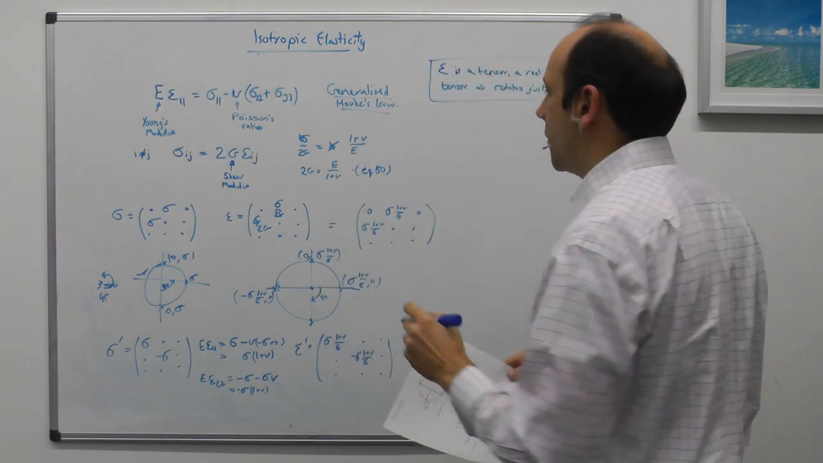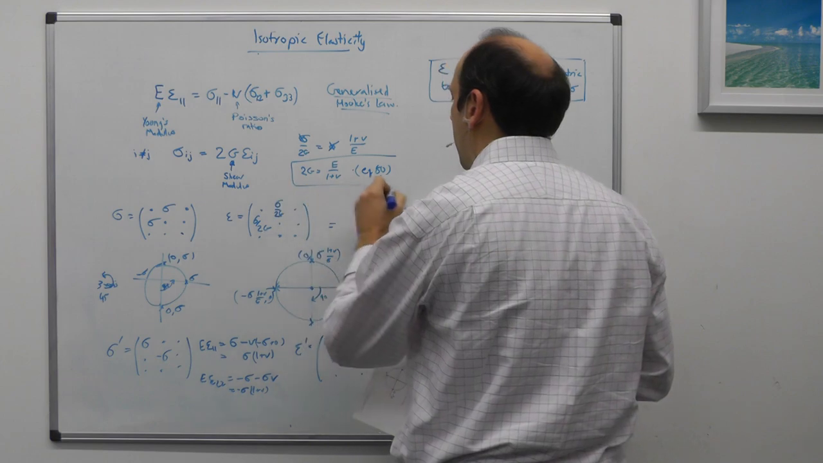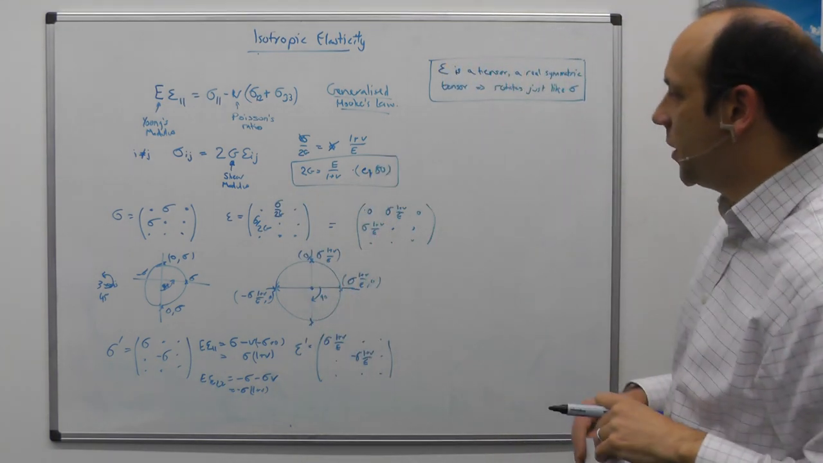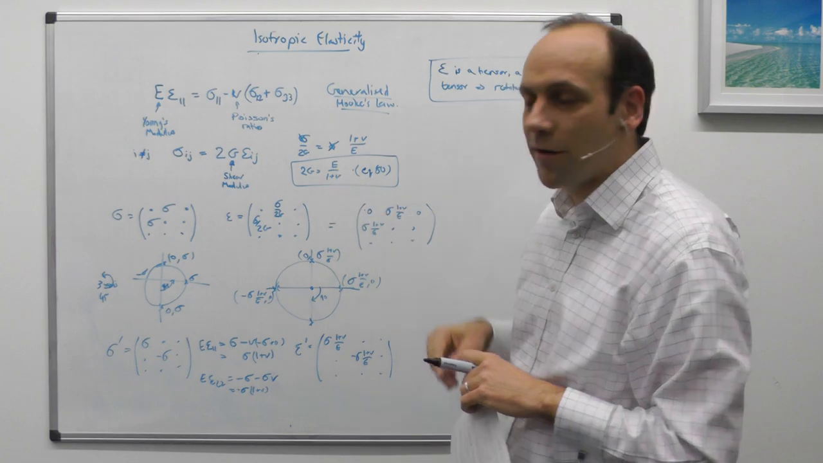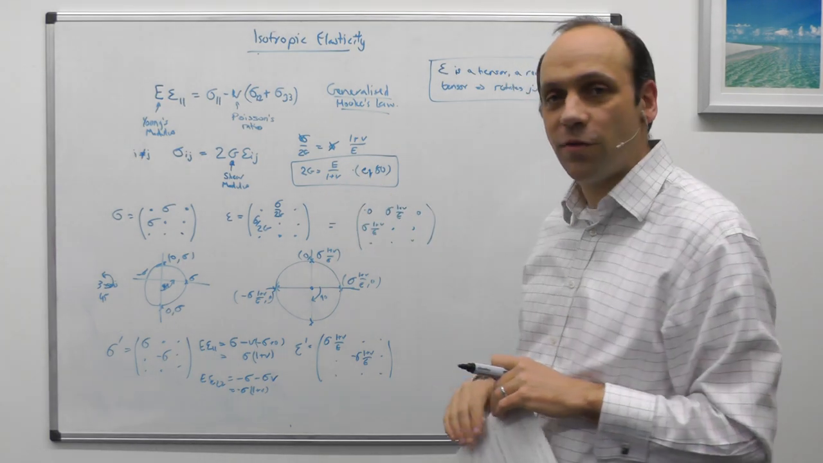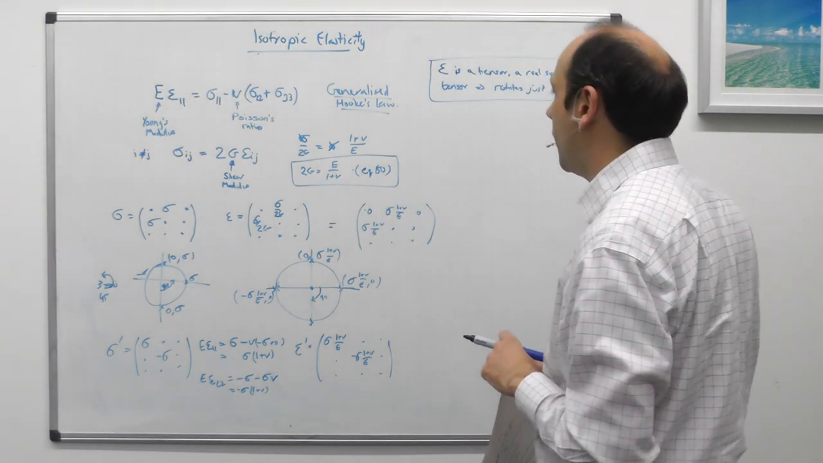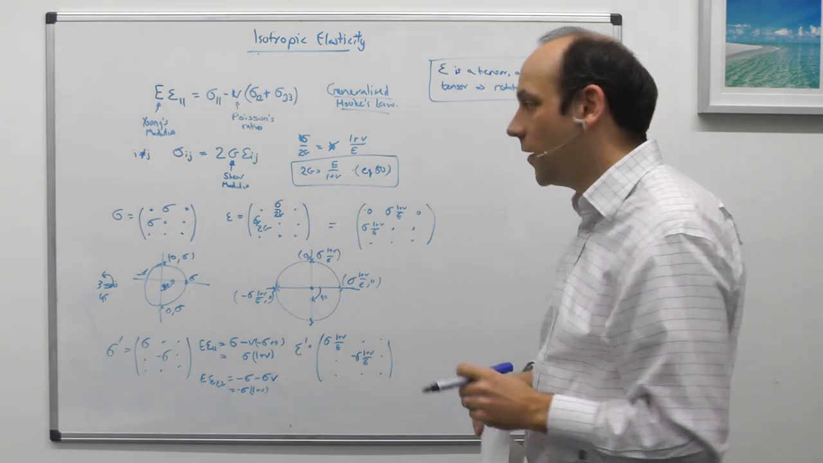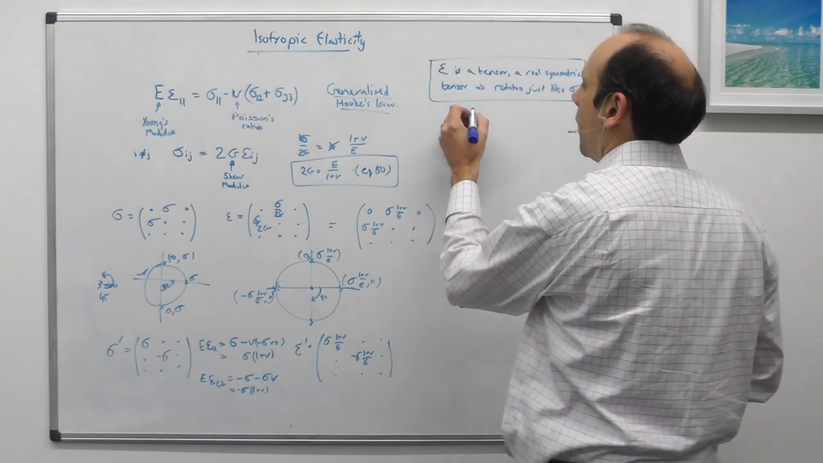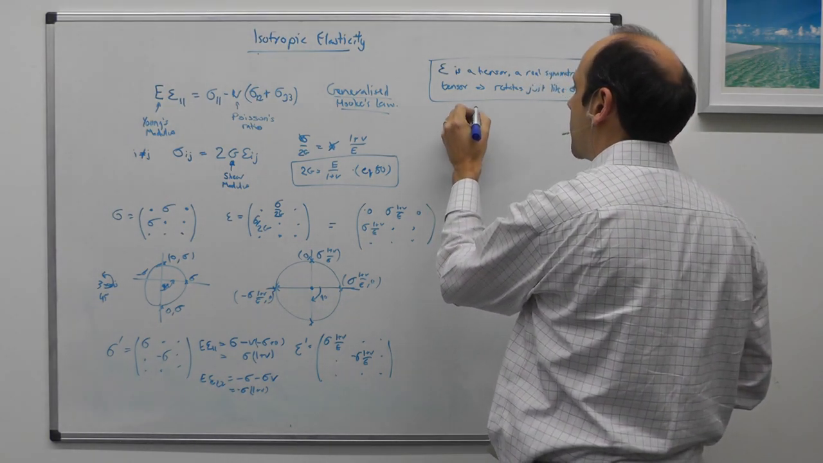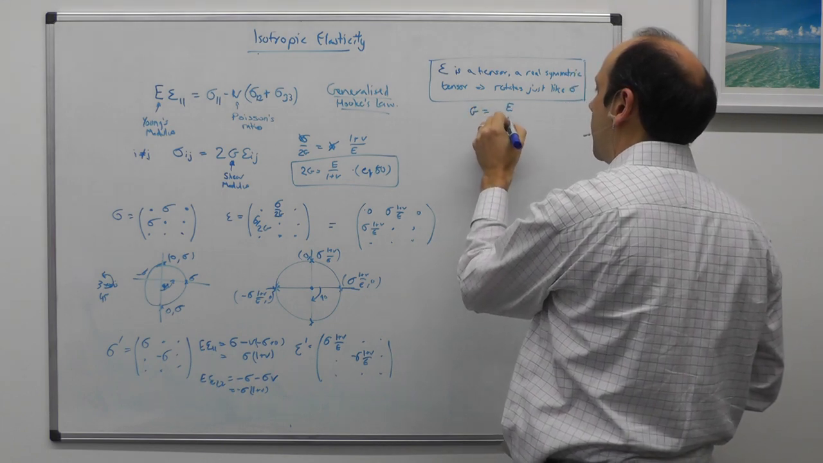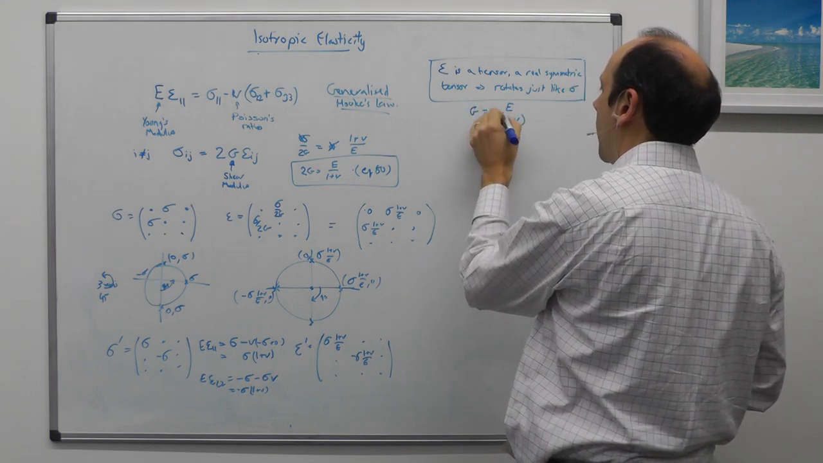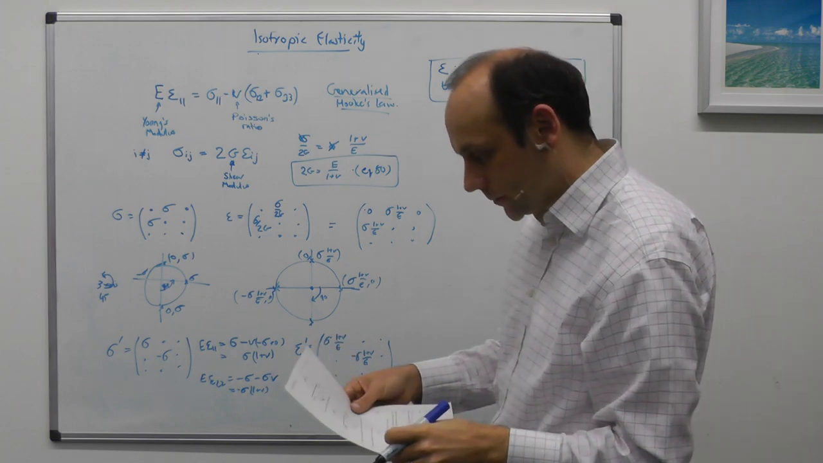Okay. So it turns out G isn't an independent modulus at all. It's only a restatement of the Young's modulus and the Poisson's ratio. So there are only two, so far, independent isotropic elastic constants. So here we can say that G is equal to E over twice 1 plus mu. And we'll write that down as our conclusion.